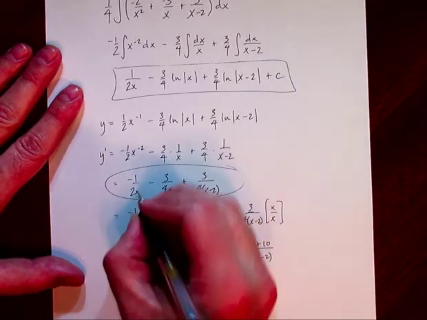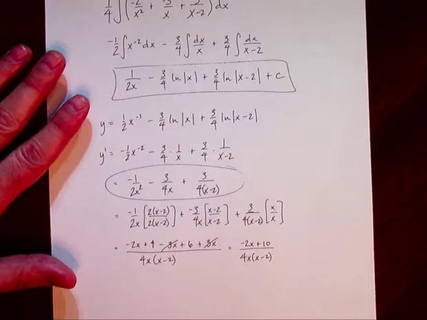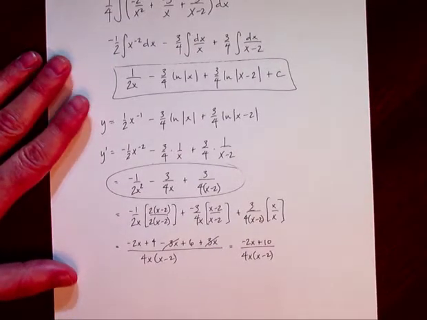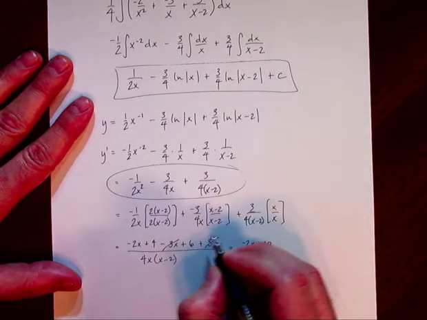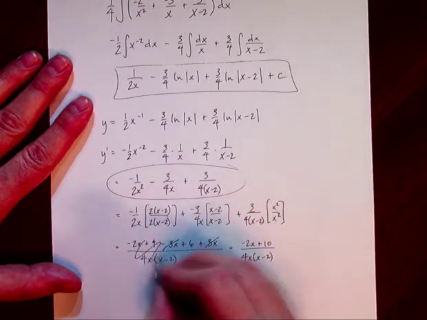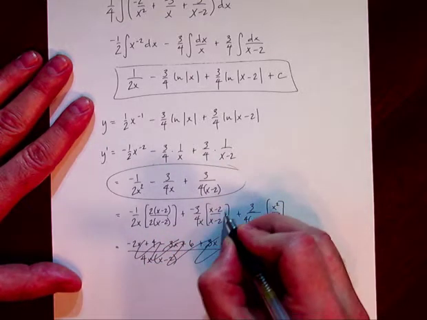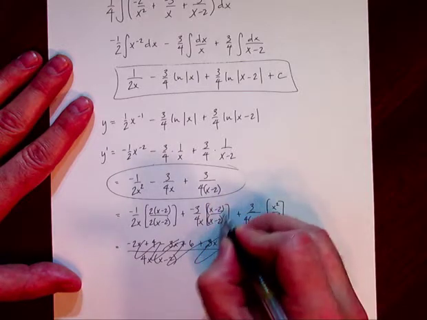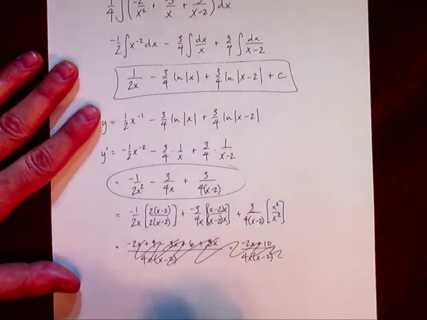Oh, yeah, because this is squared down here. That's where I messed up. Okay, so basically I need another x squared and an x squared, and I need another x here and here.